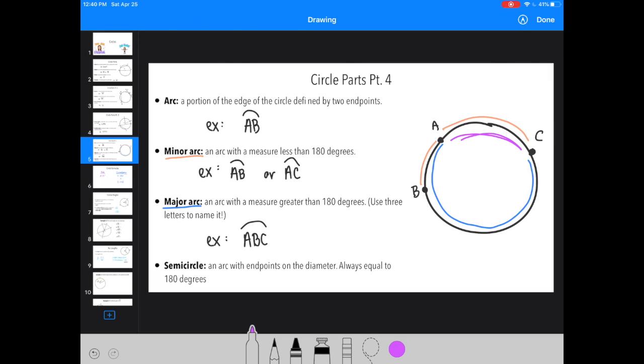And then finally, a semicircle is an arc with endpoints on the diameter. And it's always equal to 180. So it's that pizza cut in half. I know that was a ton of vocabulary thrown at you in a short amount of time, but I wanted to get you the basic definitions because we're going to be using equations with those terms throughout this chapter. And you're going to get practice identifying what those terms are.